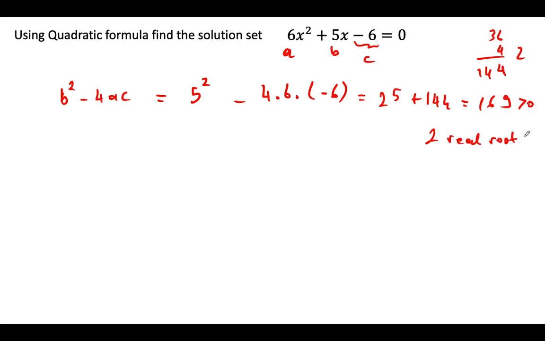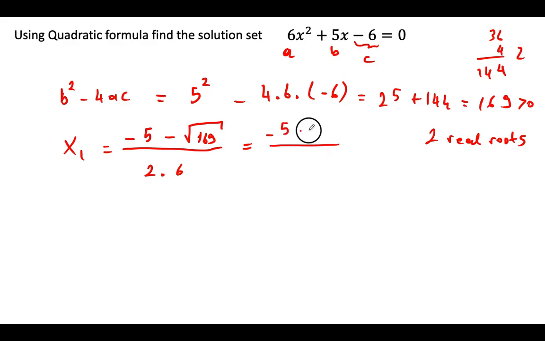To find these two real roots, the first one, if we say minus b, which is 5, minus root delta, which is 169, over 2 times a, which is 6. So result is negative 5 minus 13. We know that square root of 169 is 13, 2 times 6 is 12. So it is negative 18 over 12. If we simplify this by 6, negative 3 over 2 is our first root.